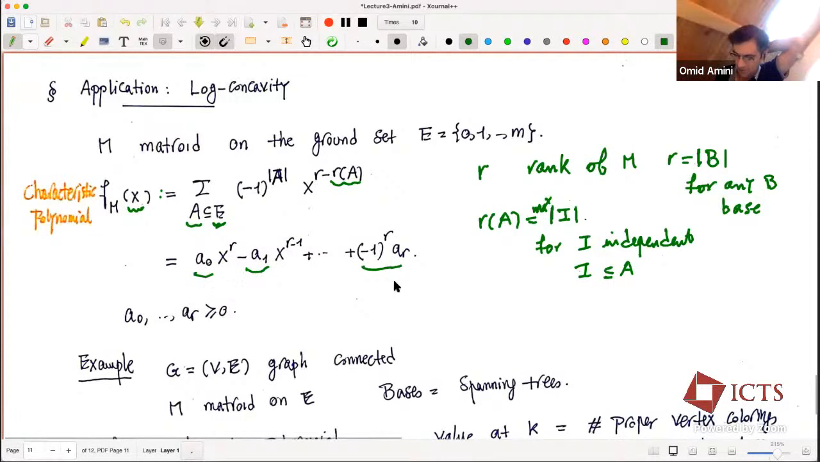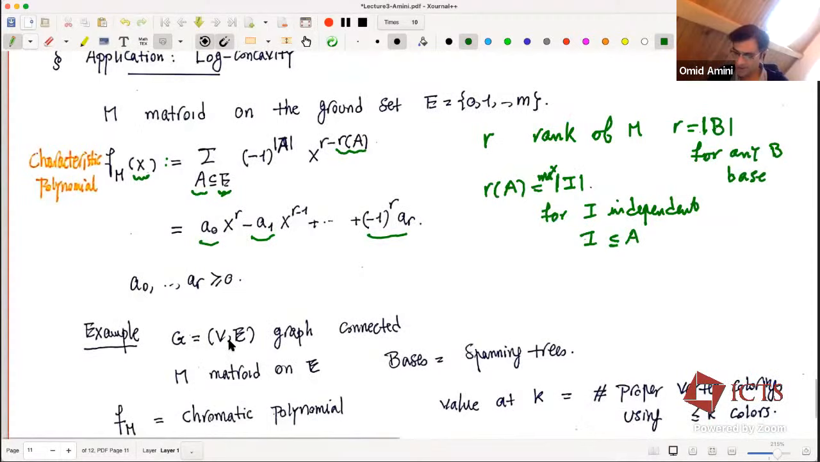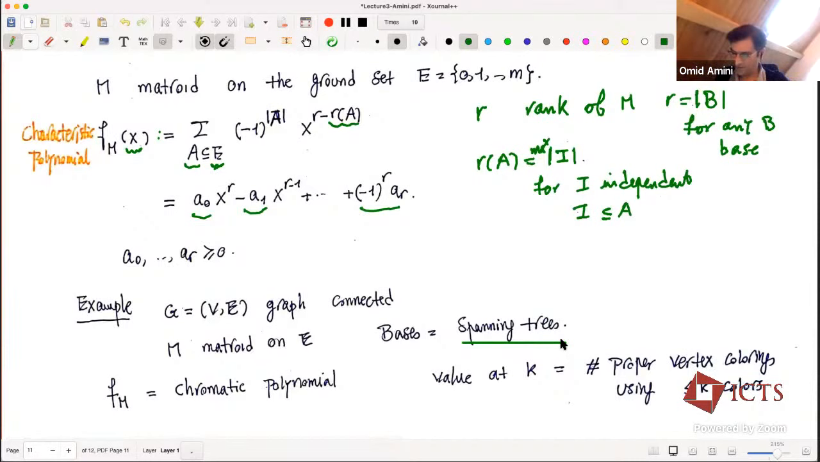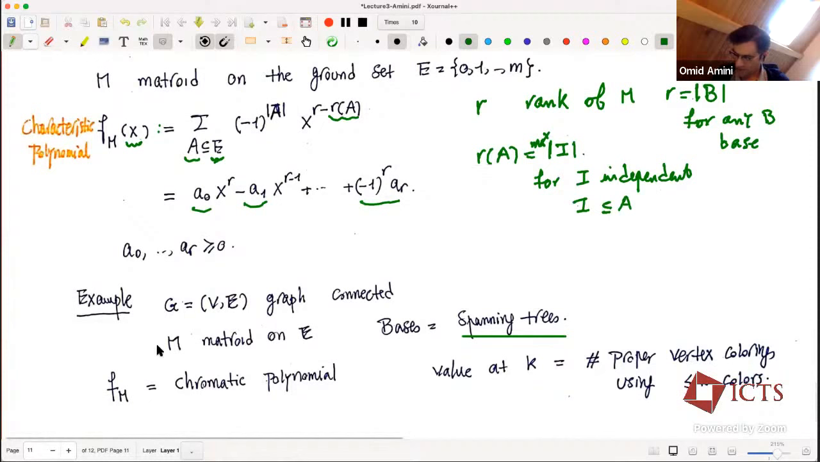One example of a matroid is given by graphs. These are called graphic matroids. In the case of graphs, the bases are spanning trees, the edges of the spanning trees. What is a spanning tree? It's a tree in the graph which has the maximum number of edges. If you have size n, it has exactly n minus one edges. And in the case of graphs, this characteristic polynomial is the chromatic polynomial, which counts the number of colorings using k colors.